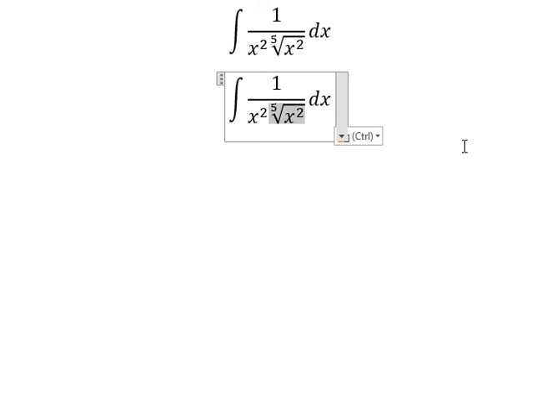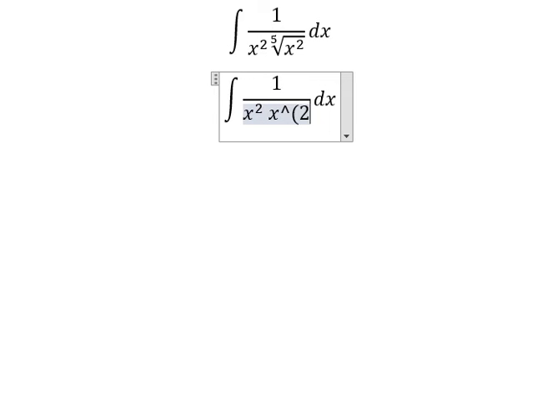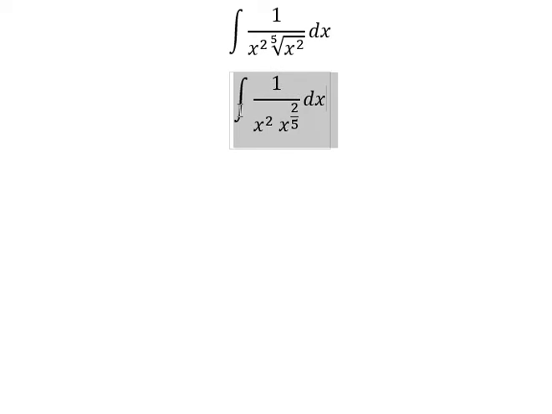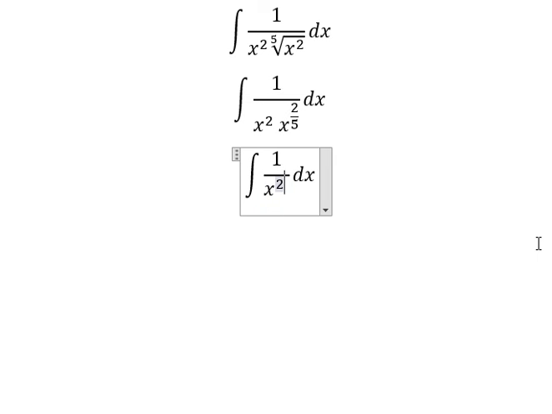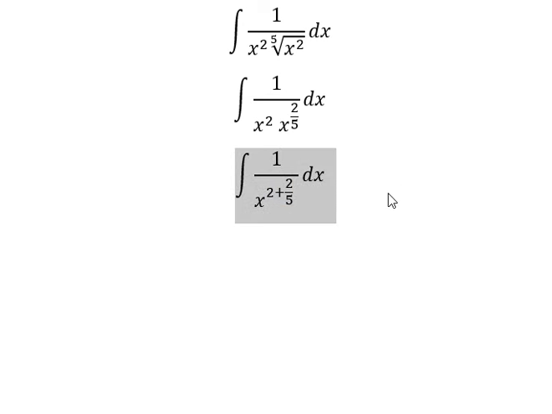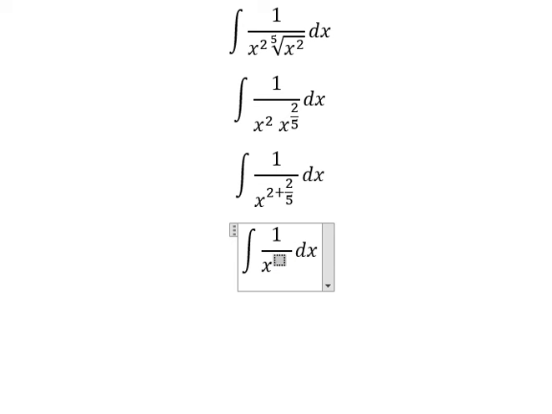About this one, I can put it as s to the power of 2 over 5. Next, this one multiplied by this one. So we have the number 2 plus 2 over 5. So this one we have 12 over 5.